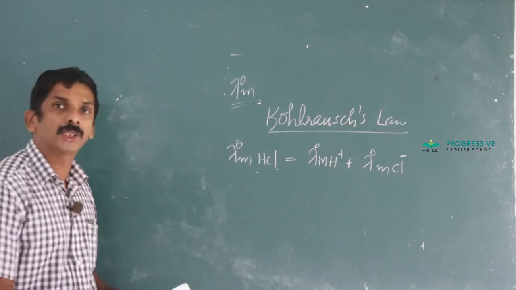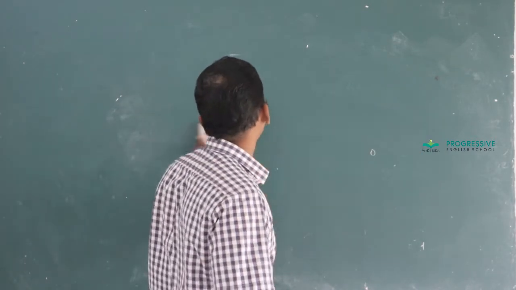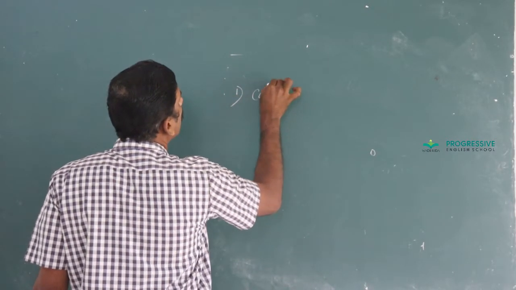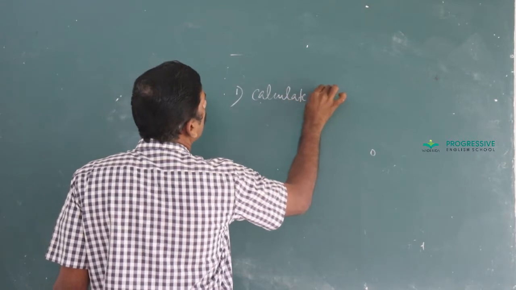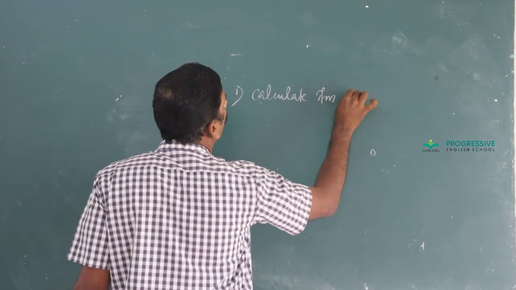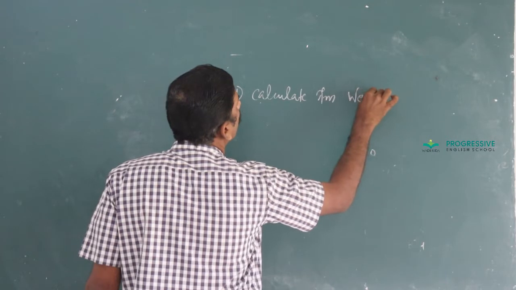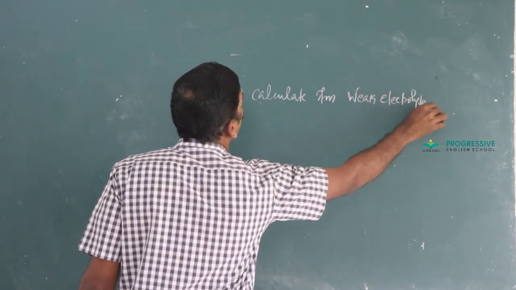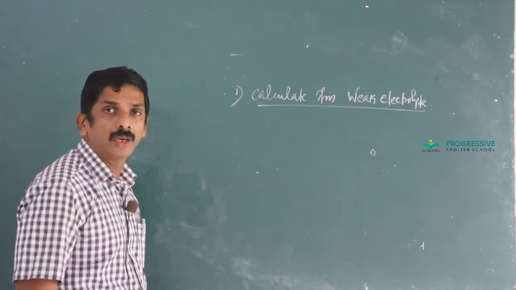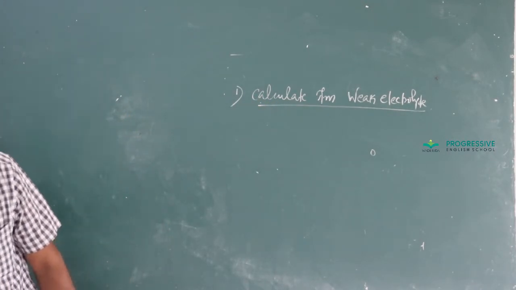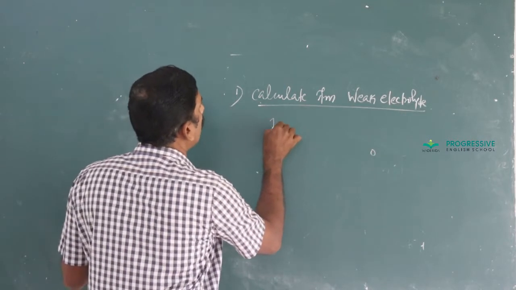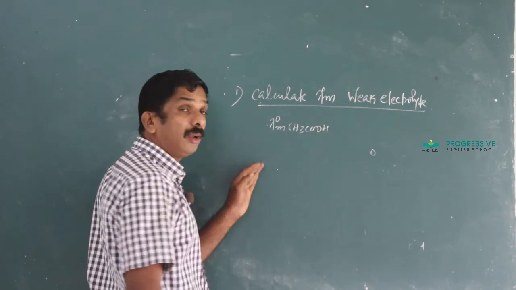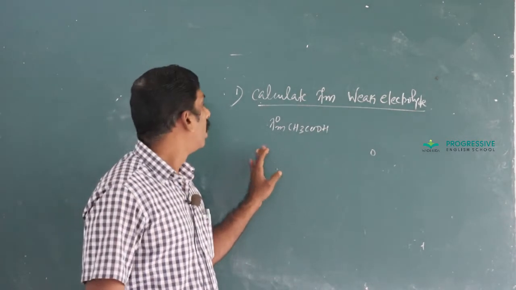And one of the applications of this Kohlrausch's law, that is the first application, it helps to calculate the lambda 0m value of a weak electrolyte. For example, lambda 0m of acetic acid, that we discussed in detail in the last session.